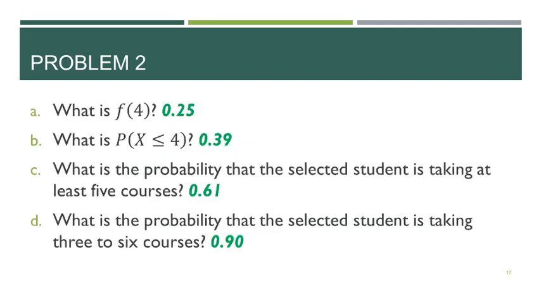Here are the set of questions. A. What is the probability distribution, or what is f of 4? B. What is the probability when X is less than or equal to 4? Or, we can ask, what is the probability that the selected student is taking at most 4 courses? C. What is the probability that the selected student is taking at least 5 courses? And D. What is the probability that the selected student is taking 3 to 6 courses?